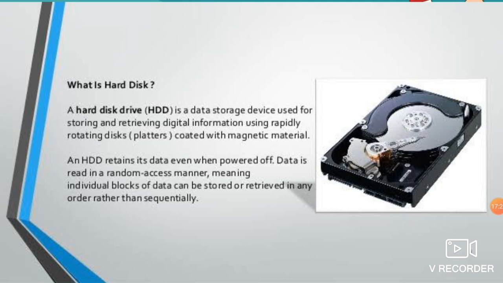Next is hard disk. A hard disk drive is a data storage device used for storing and retrieving digital information using a rapidly rotating disk coated with magnetic material. This is the hard disk. This is how the hard disk looks internally. This is connected in our system unit and it is attached with the motherboard. This is the hard disk which stores our data when we work in our system unit. This is also the secondary storage device, the secondary memory.